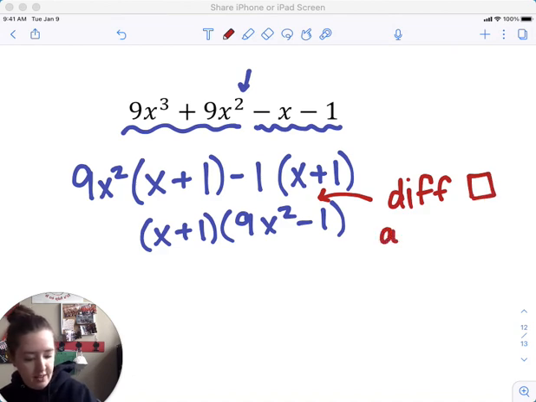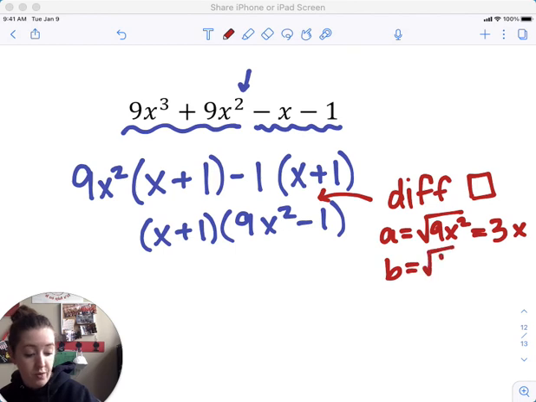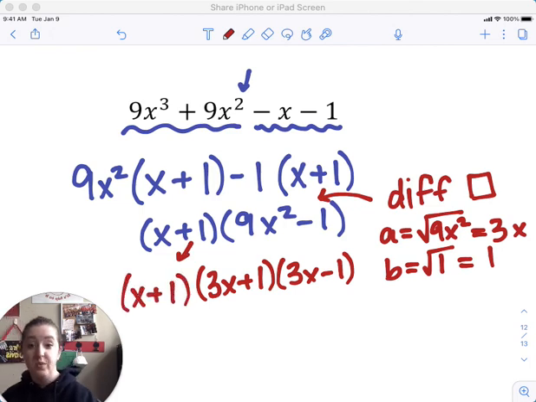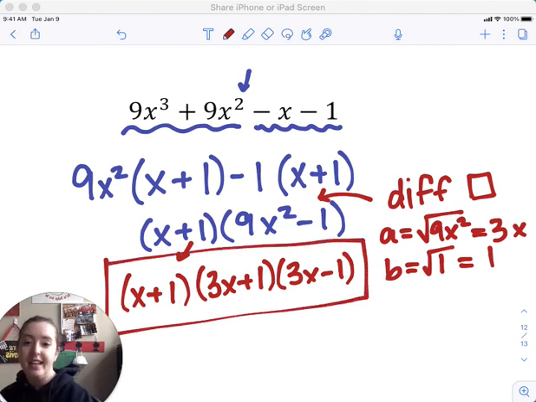So a will be the square root of that 9x squared. So that will be 3x. B is going to be the square root of 1, which is 1. So this 9x squared minus 1 will factor into 3x plus 1, 3x minus 1. And we'll just make sure to bring down that x plus 1 as well. So this right here is actually my answer.